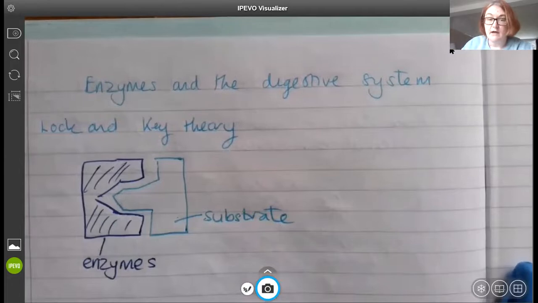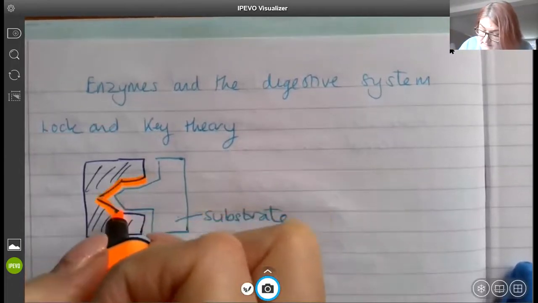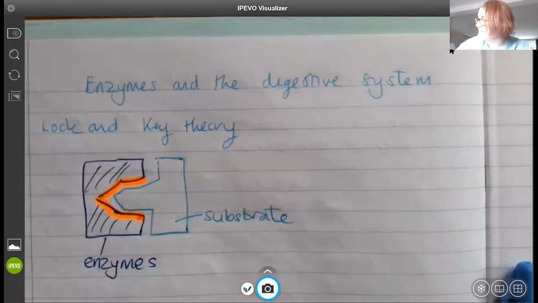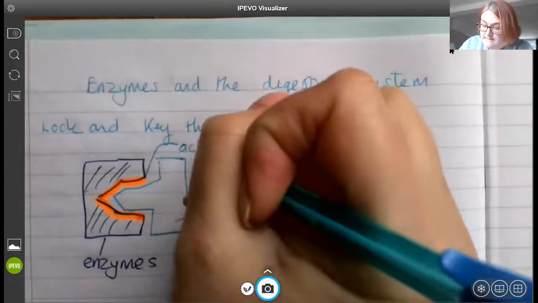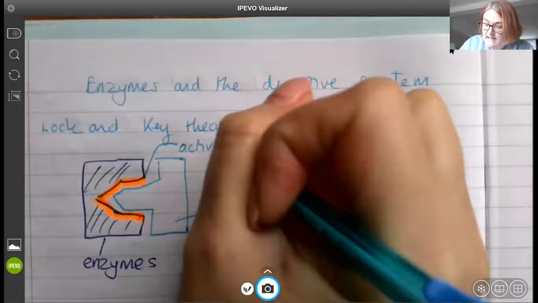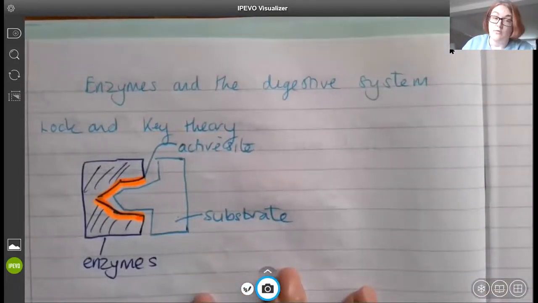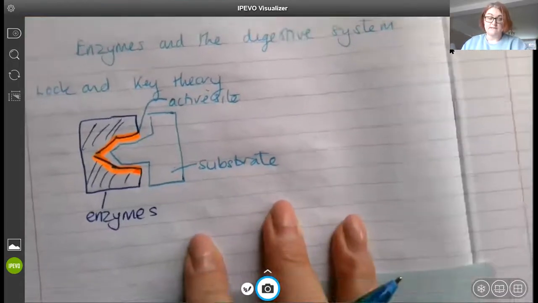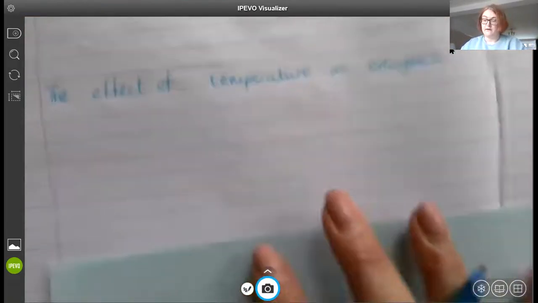And the bit that I'm going to highlight now, this bit is known as the active site of the enzyme. So that bit is the active site of the enzyme. So that's stuff that you already know. We know about the lock and key theory. So we're going to have a quick go over today the effect of temperature on enzymes.